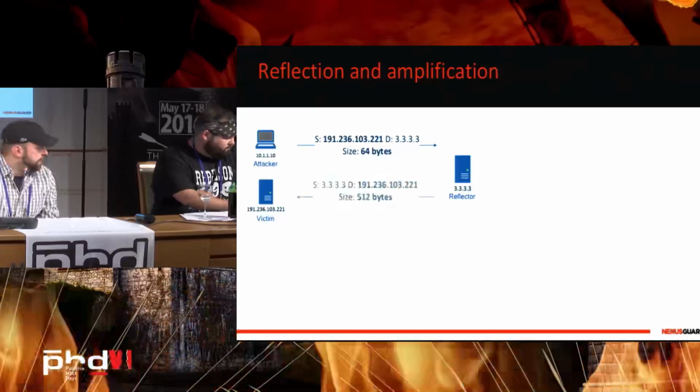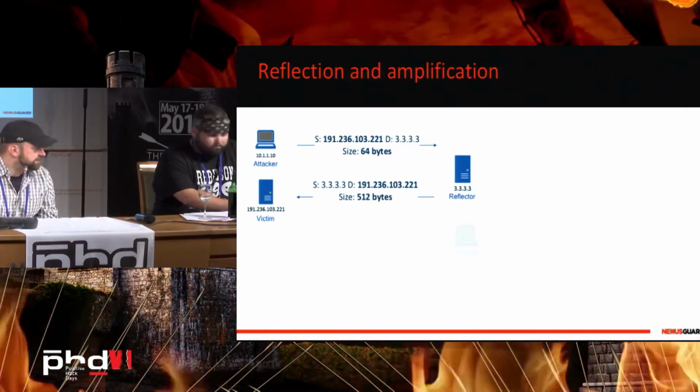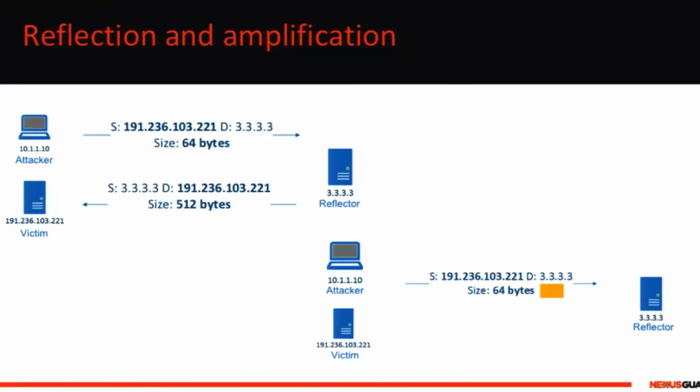So anyway, continuing with the level set slides. With reflection and amplification, let's look deeper into the problem. You have the attacker that is going to send the packet, and they're going to spoof the source IP address of the packet so that the response goes back to the victim. And now, if we add a particular protocol that is conducive to this type of action, we could very easily scale that up.